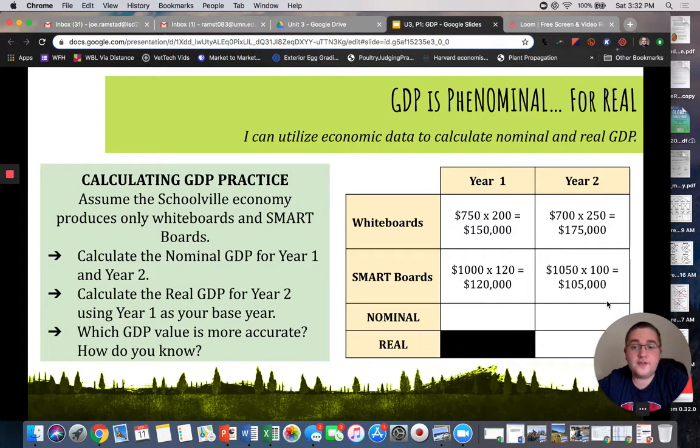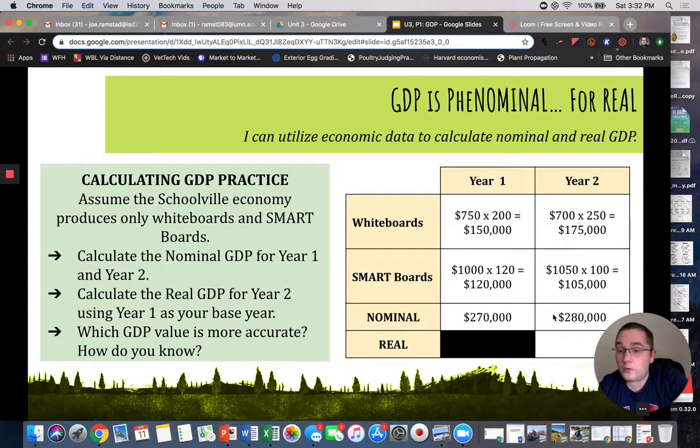Okay. So to figure out your nominal GDP, again, you are simply going to add up each year's outputs, and that's going to give you $270,000 in year one and $280,000 in year two. So we've done step one. We calculated our nominal GDP. Nominal GDP is pretty simple to calculate. You simply just add everything up.